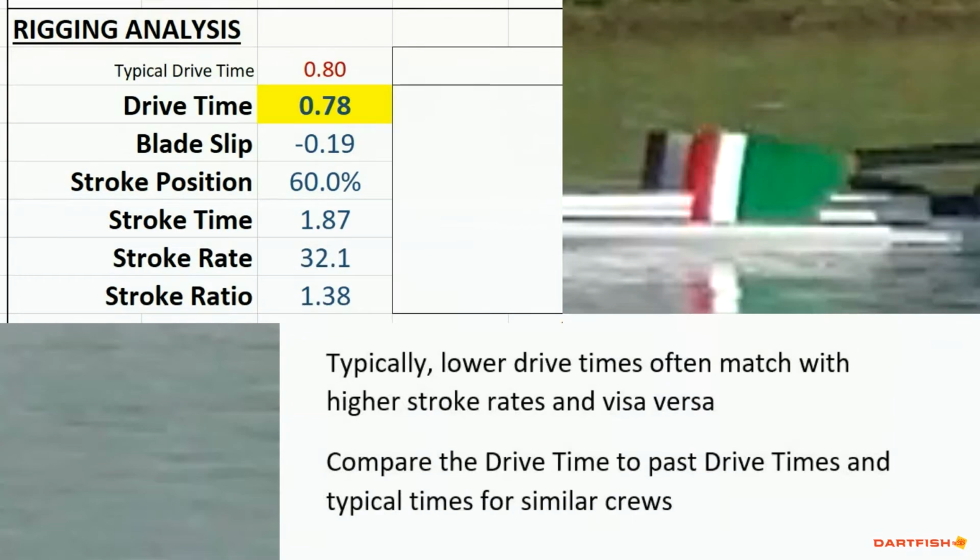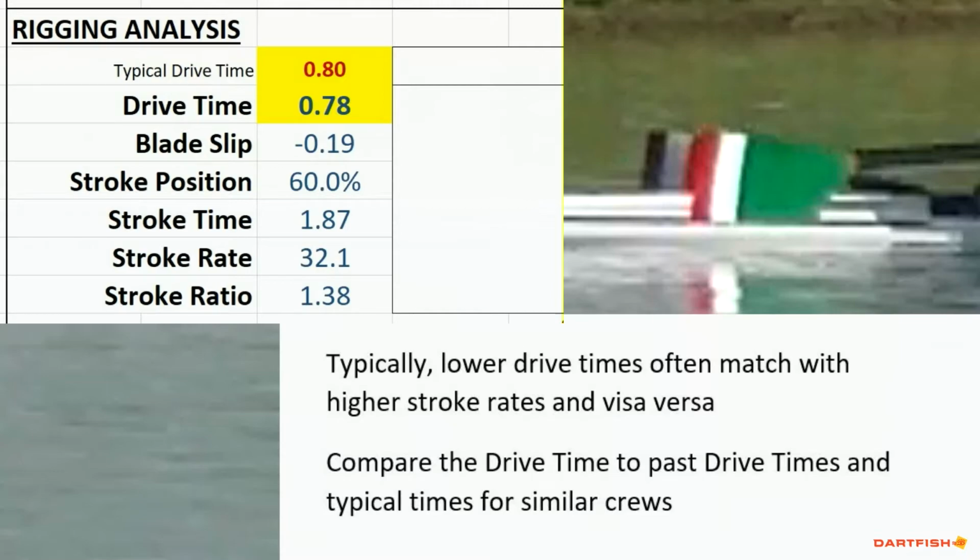Next, we look at the drive time. Does it relate to the stroke rate and the stroke ratio? Is it typical of past measurements of drive times? Typically, lower drive times often match with higher stroke rates and vice versa.